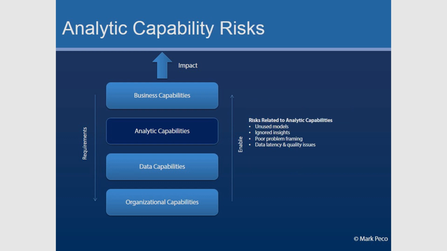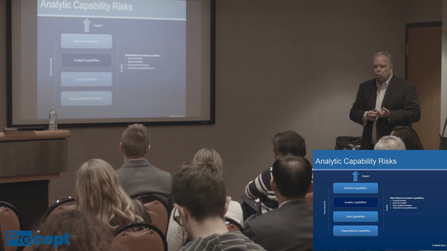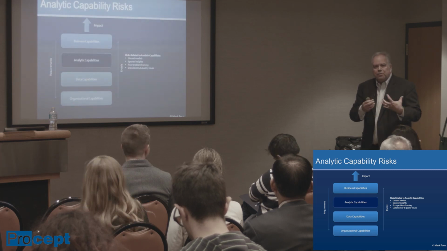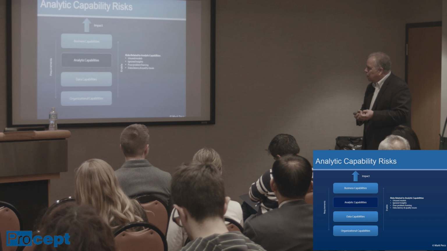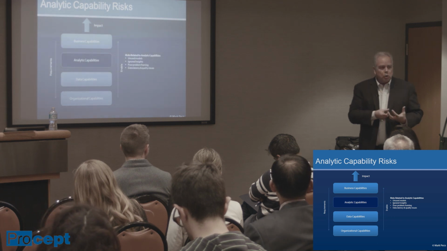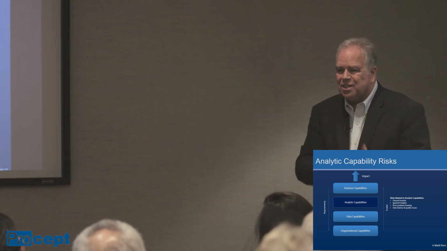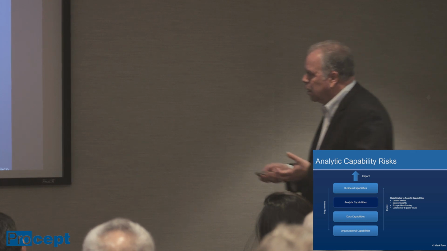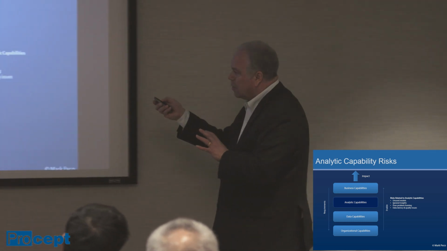So we have unused models. We have ignored insights. Maybe we framed the wrong problem. Maybe we're delivering the wrong information nobody cares about. We didn't frame the opportunity correctly. Maybe there's data latency and quality issues. Nobody trusts it or it's not timely enough, so it's not useful to the business capability area. So those are key risks we need to identify.